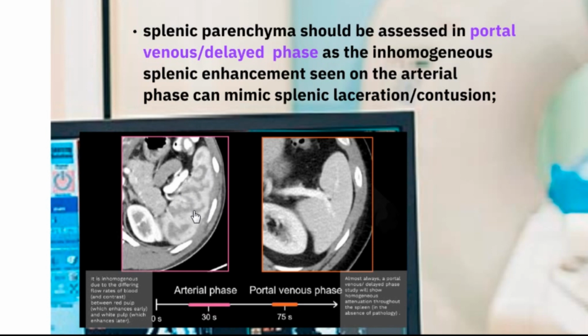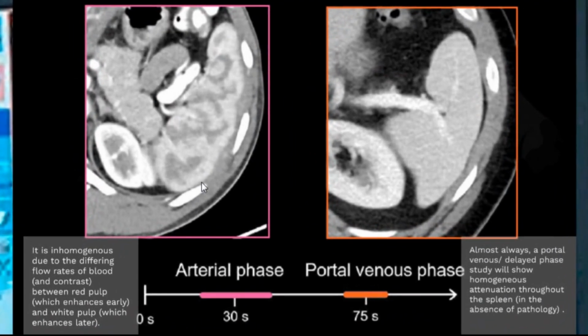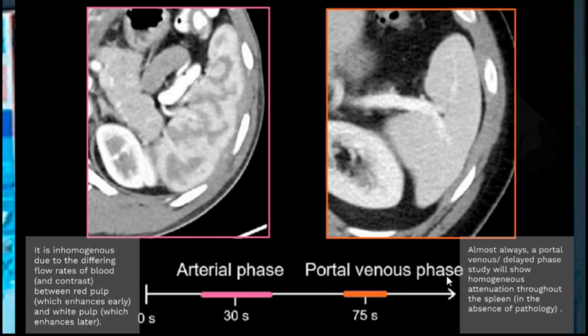So this might mislead you, if you interpret it as if there is laceration or injury or infarction. Okay, so we will do contrast enhanced CT scan in the portal venous phase, okay, for assessing the spleen injuries.